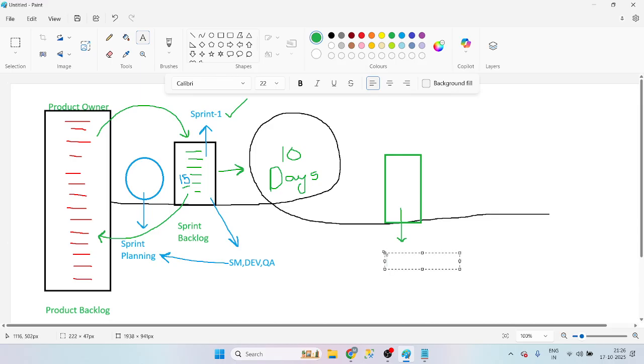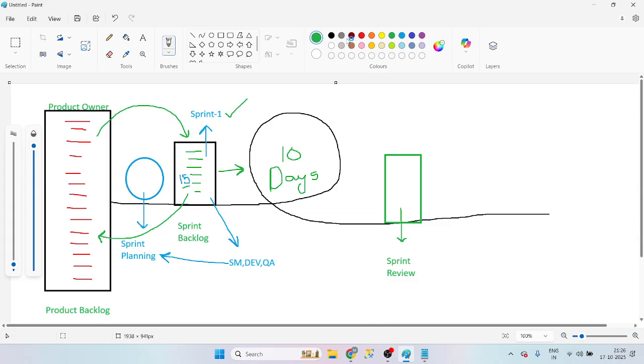This meeting is called sprint review. In this sprint review, what we are doing, guys? We are not discussing, we are showcasing what we have completed. So now, what we have completed are the tickets.